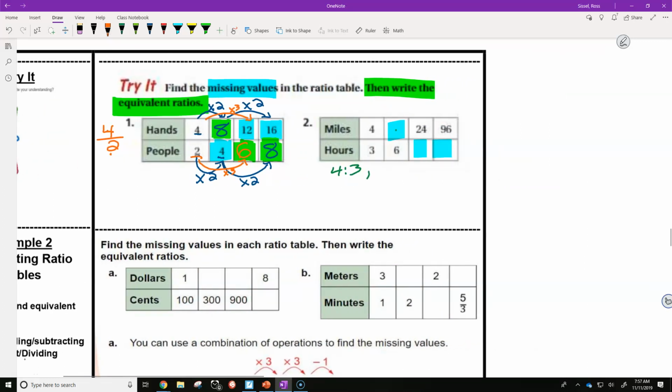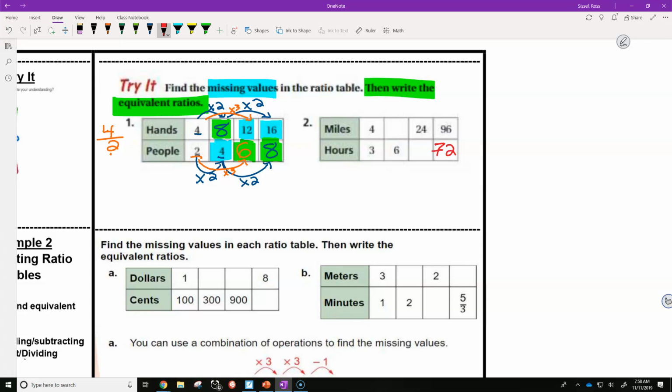Alright. Let's check what you guys did on number 2. What were your answers? So, miles and hours. If I go 4 miles, it took 3 hours. What were one of the blanks? Tristan? Do I have to give any blank or do I have to give the first? Sure. Any of them. 72. Huh? 72. To which one? 96.